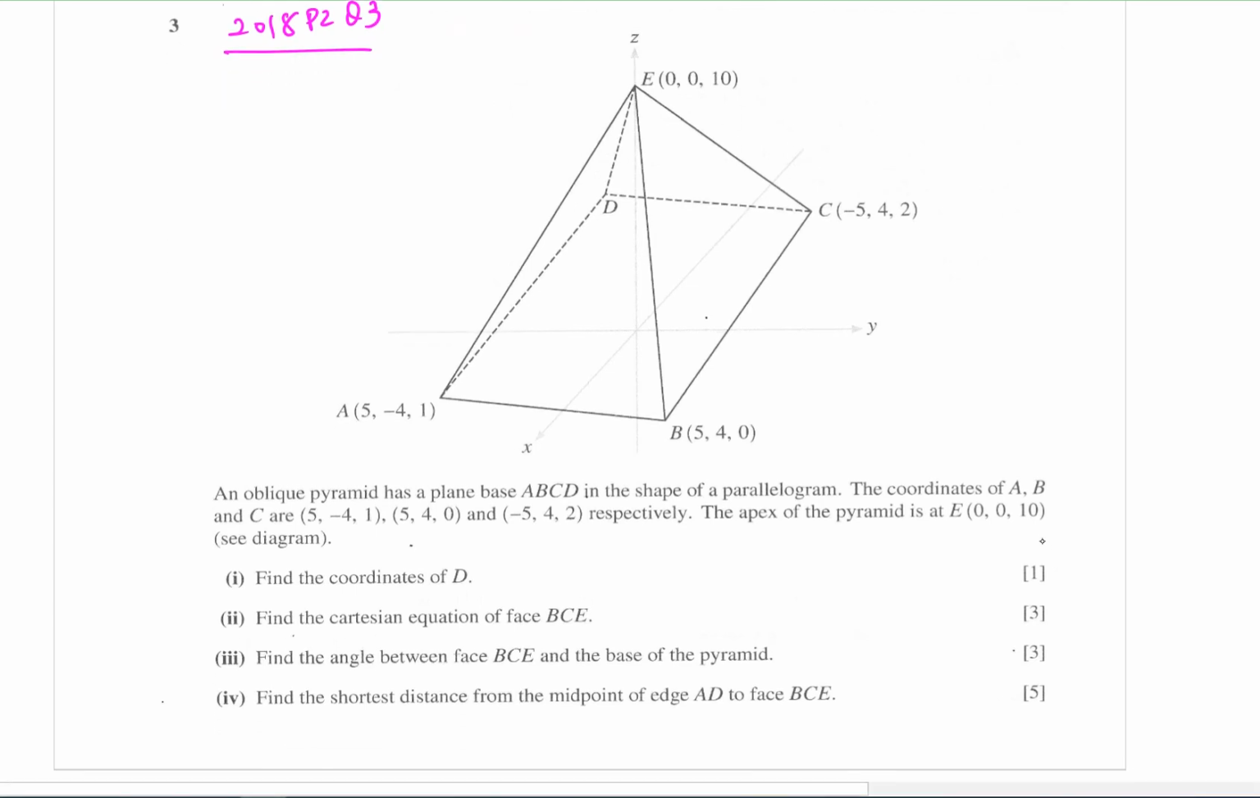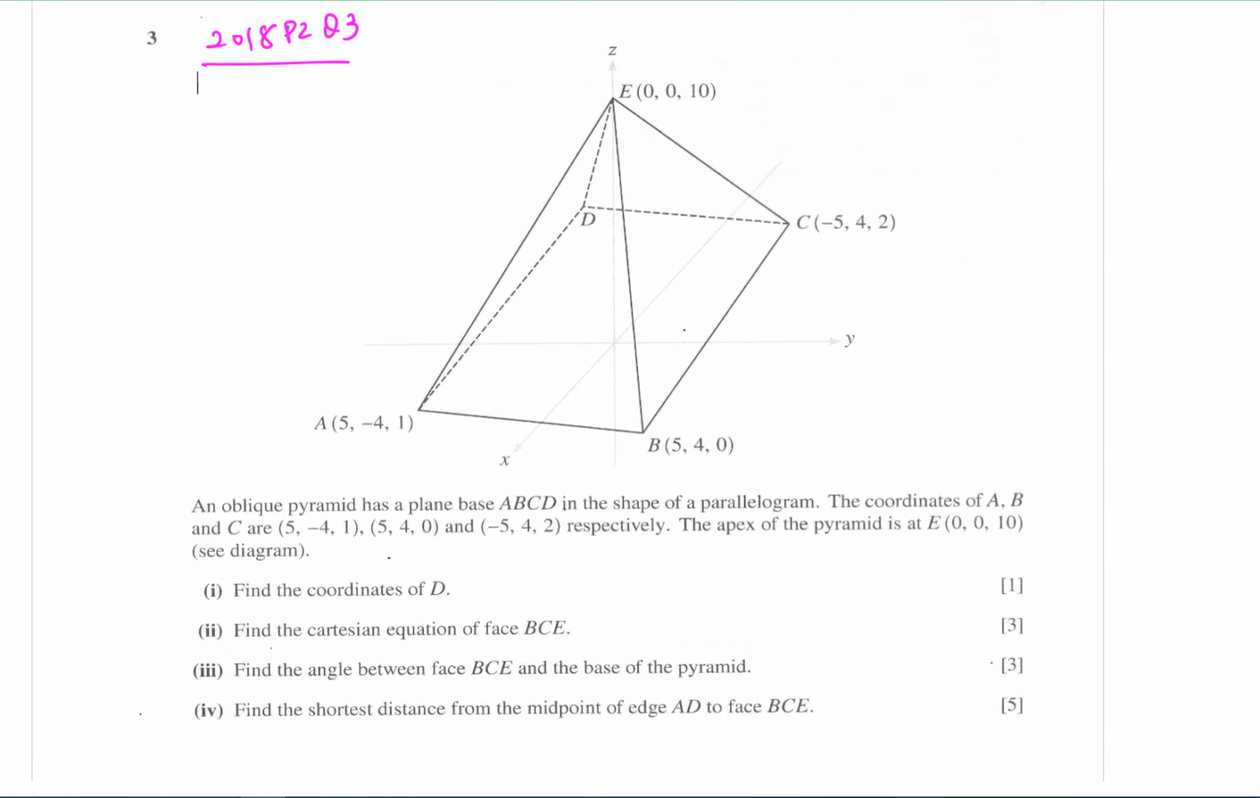Hello everyone, this is 2018 paper 2 question 3. It is a vectors question, and when I look at the big picture, we are looking at the coordinate and the Cartesian equation of a face. A face is like a plane, a side. We are looking at the angle between the base and BC, so the angle between two planes, and the shortest distance between the midpoint, etc. So okay, it is a question on vectors, most likely planes. I just scanned through the whole question.